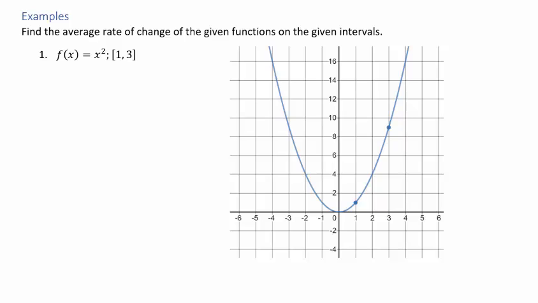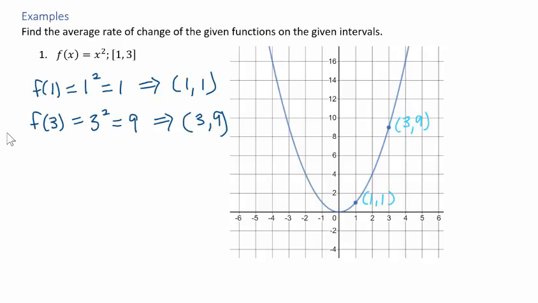Let's take a look at an example. We want to find the average rate of change of this function, f of x equals x squared, on the interval from x equals 1 to x equals 3. I've drawn the graph of this function, and we're going to label these ordered pairs at x equals 1 and 3. Algebraically, we can find those function values by substituting the given x into the initial function equation. So f of 1 is equal to 1 squared, and that's just 1. Therefore, the ordered pair 1, 1 is a point on the graph.